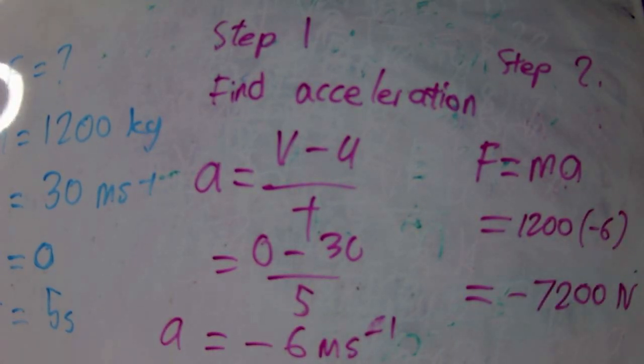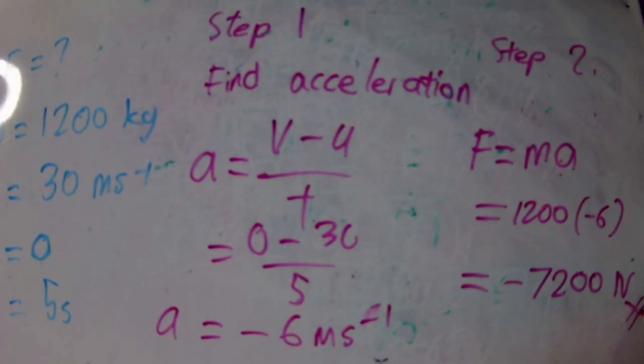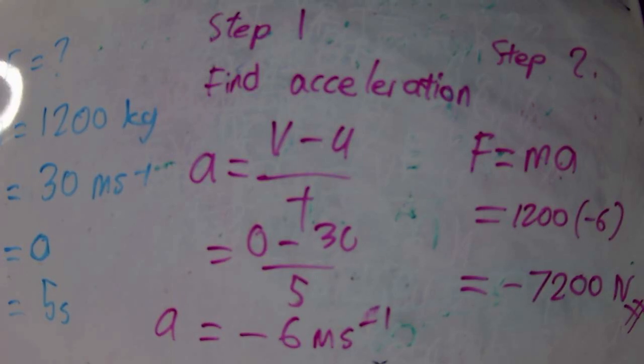Now, that's one way to do it. I should explain why the answer is negative 7,200. Remember the car is stopping. The car is going slower. The force is going in the opposite direction of the movement of the car. So since it's going in the opposite direction, we use a negative. Force is a vector quantity, so there's direction, and you need to take the direction into account. So this is method 1 of solving the question.